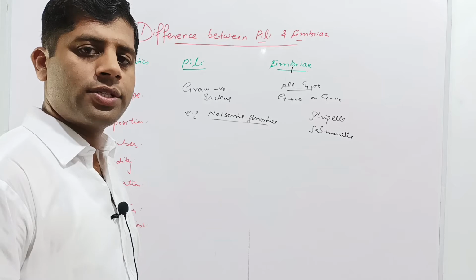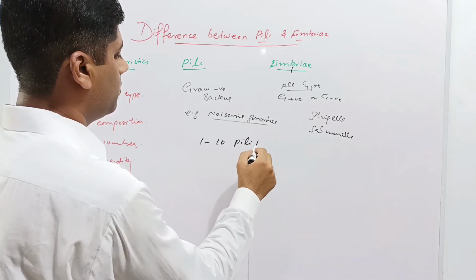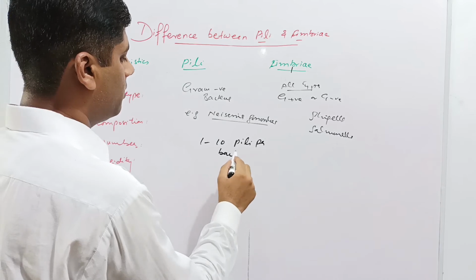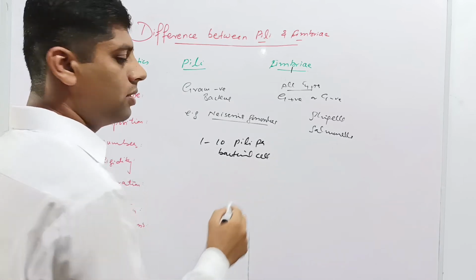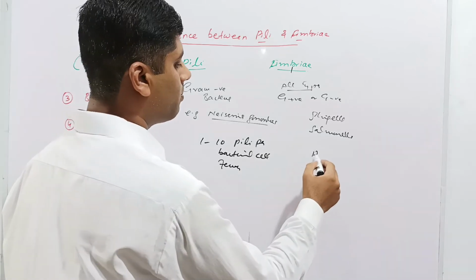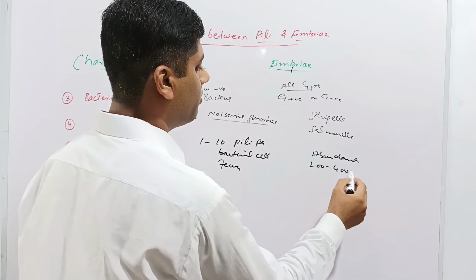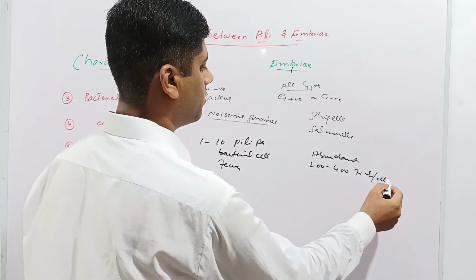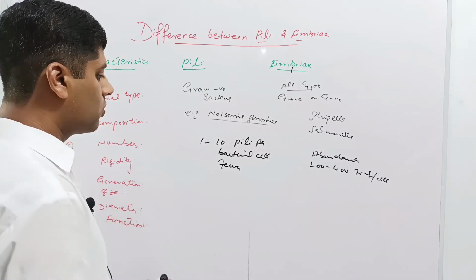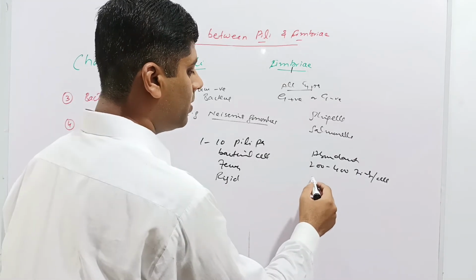If you see the number of these structures, there are 1 to 10 pili per bacterial cell. These are fewer in number, while fimbriae are more abundant, and there are about 200 to 400 fimbriae per cell. Next is the rigidity. The pili are more rigid, stronger and harder, while the fimbriae are less rigid.